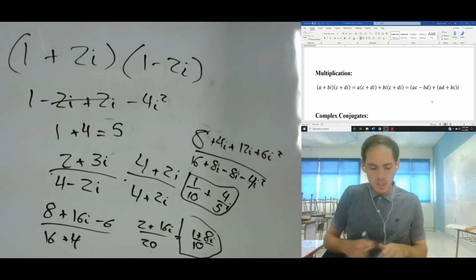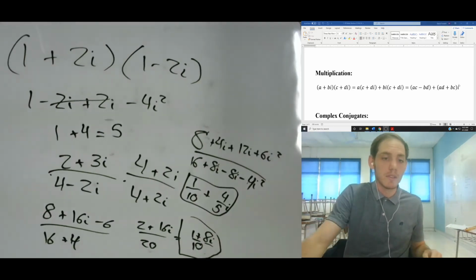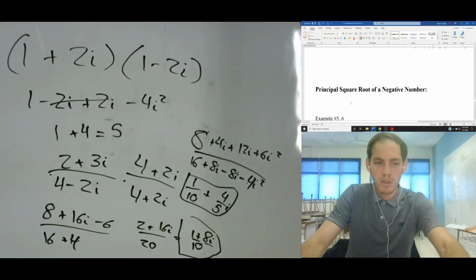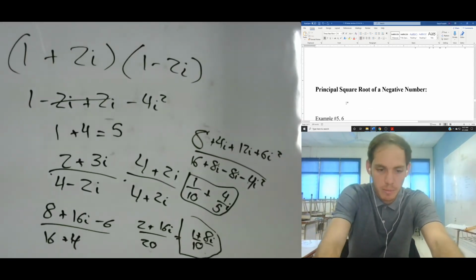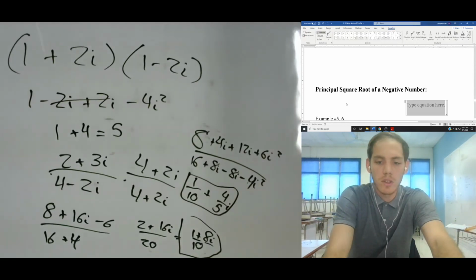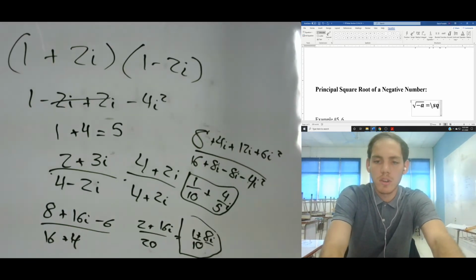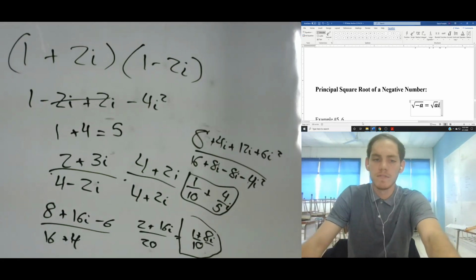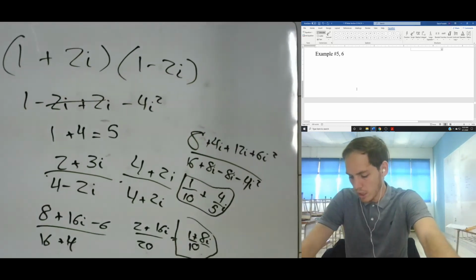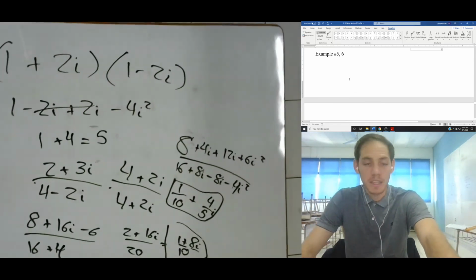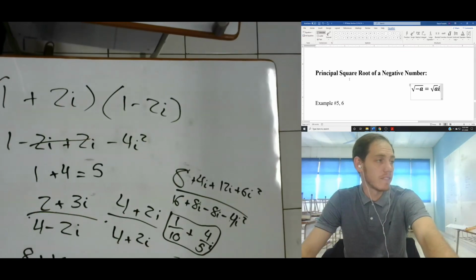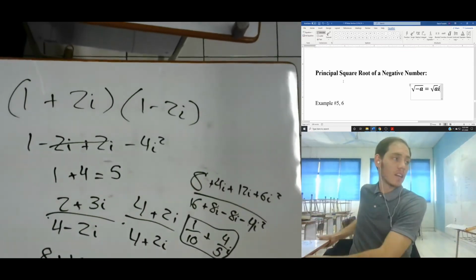Principal roots, square root. We're almost done, people. Real quick, principal square root just means simplified. If you have the square root of negative a, that will equal the square root of a times i. And then we'll talk about finding complex solutions to quadratics. Okay, that is it.